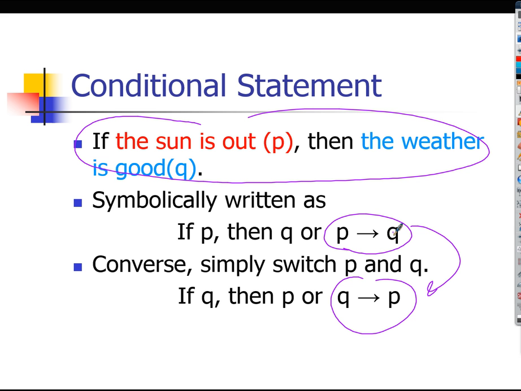You just interchange the P and the Q. Does that make sense? P and Q could be anything. In this case, we put some specifics in there for P and Q, but in general, this is the converse of if P, then Q, okay?